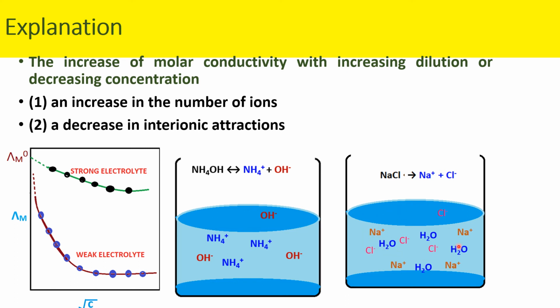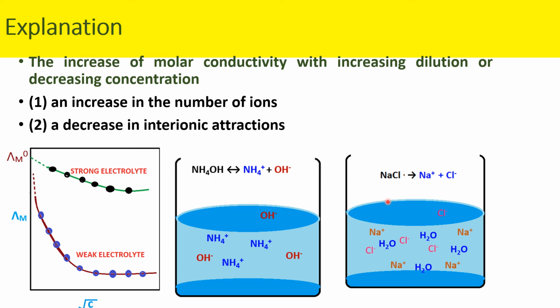So increasing the number of ions and also decreasing the interionic attraction, thereby increasing the velocity of the ions, so that the conductivity also increases. So at high dilutions, the interionic attractions become negligible and the molar conductivity reaches its maximum value, known as limiting molar conductivity or molar conductivity at infinite dilution.